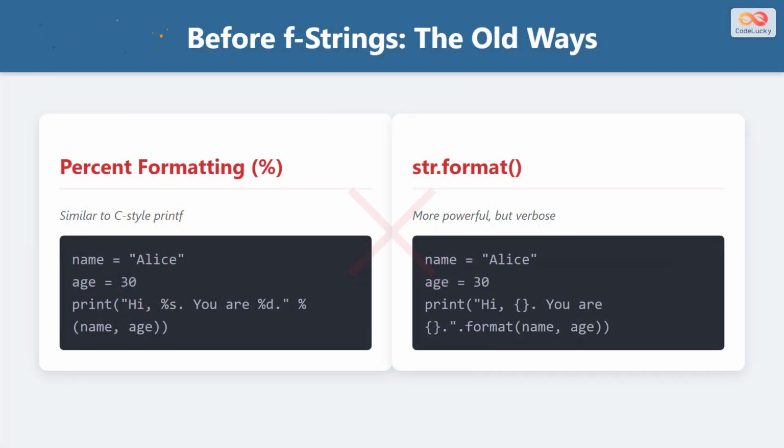Before f-strings, we had to deal with clumsy formatting methods. The percent operator often felt like writing C code, and the dot format method, while powerful, was very verbose and hard to read when dealing with many variables.